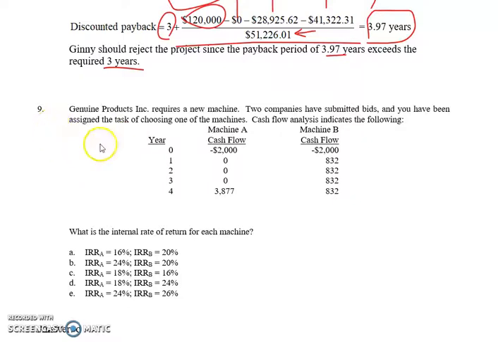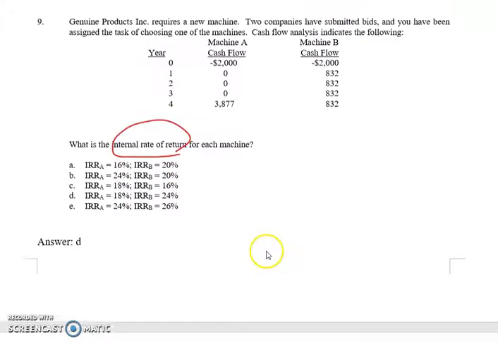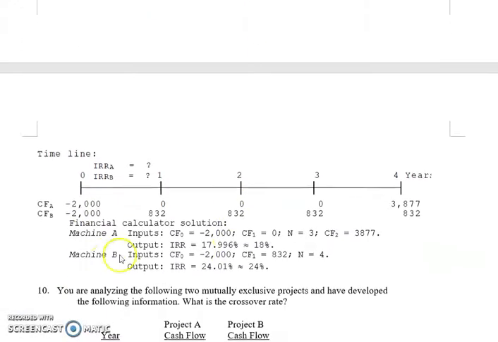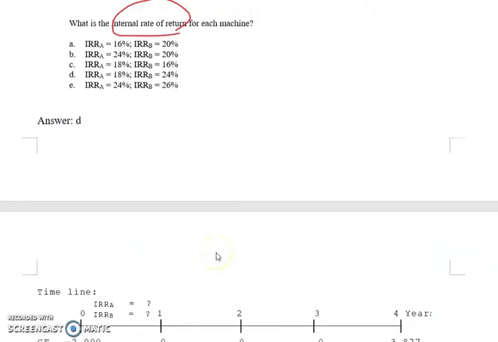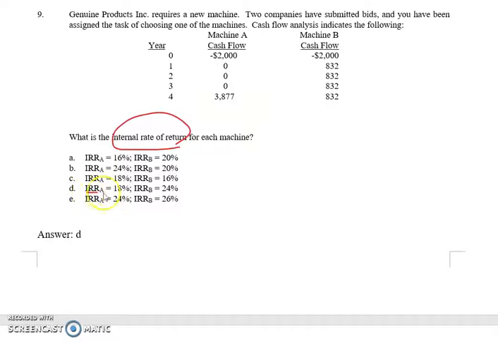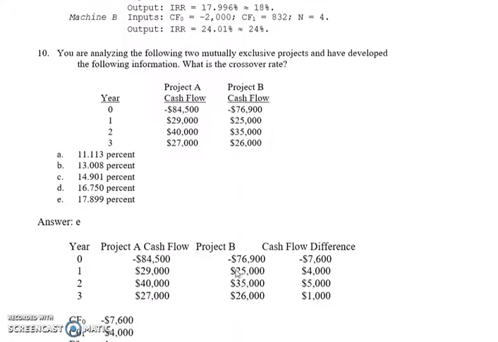Okay, question 9. This asks you to calculate IRR. For IRR, it's very simple. Just plug in the formula. You need a financial calculator to calculate the IRR. So compare these two. You may find the IRR for A is 18%, and the IRR for B is 24%.